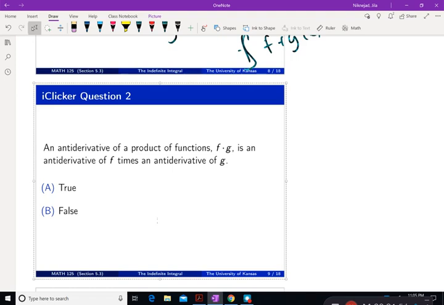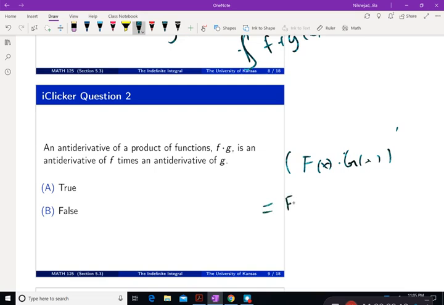And the answer is false, because if you're saying capital F of x times capital G of x is an antiderivative of f times g, and if I take the derivative of this, then I end up with, by product rule, f of x times capital G of x plus capital F of x times g of x, and that is not equal to f times g.